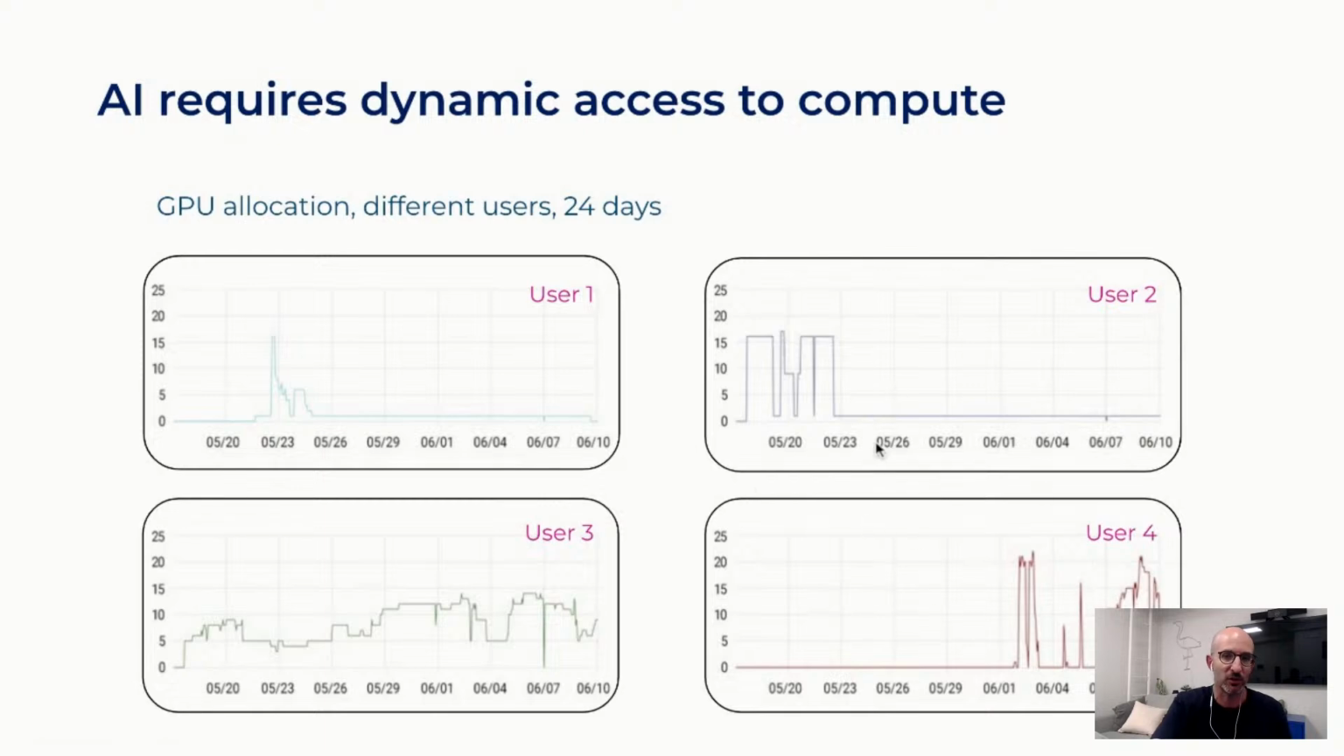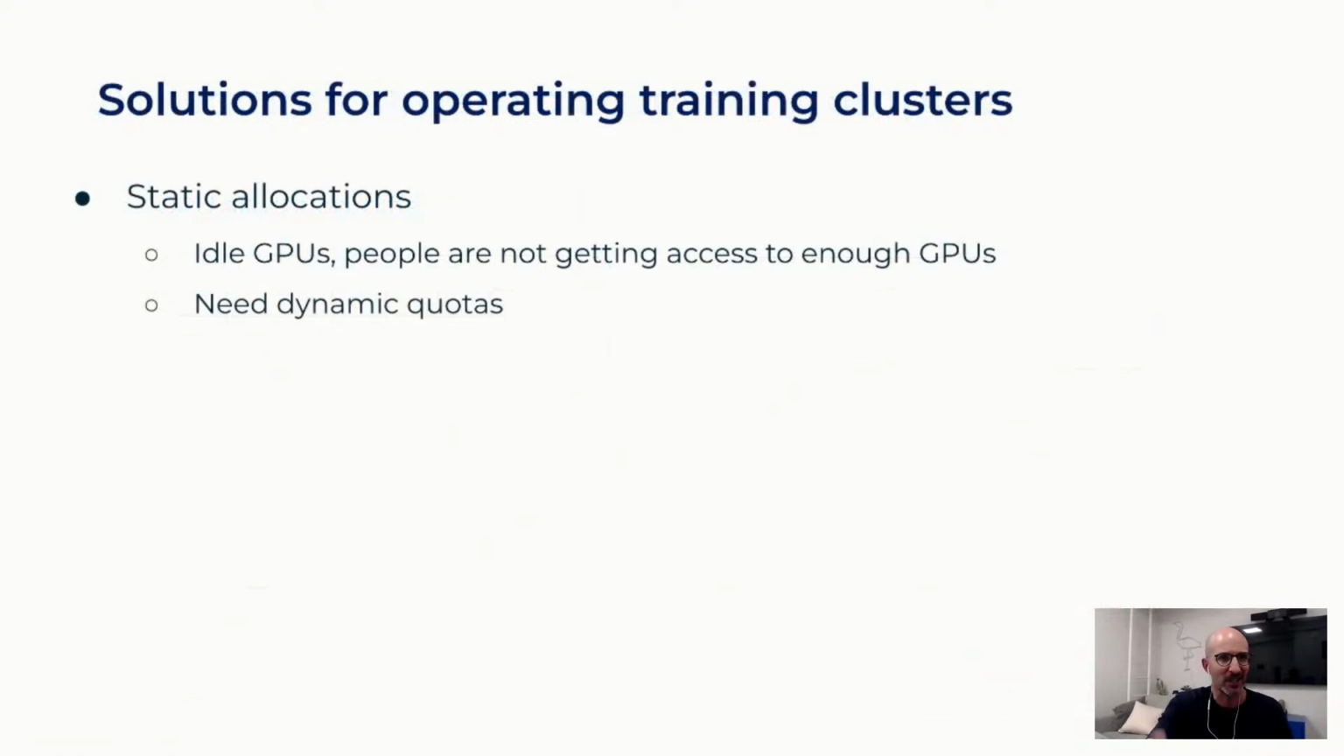So you see, if user 2 and user 4 are sharing resources, it's much more efficient for them than just getting static allocations. Because with static allocations, either the allocation is too high, and then you're getting a lot of idle GPUs, or the allocation is too low, and people are limited by the compute resources that are given to them. So essentially, with static allocations, you get idle GPUs, or people are not getting enough access to GPUs. And there is a need for a dynamic way of allocating resources, right?